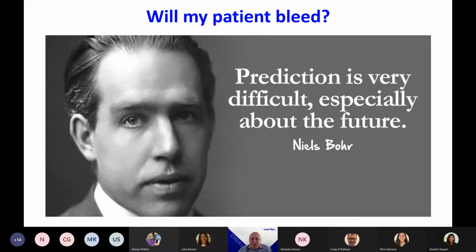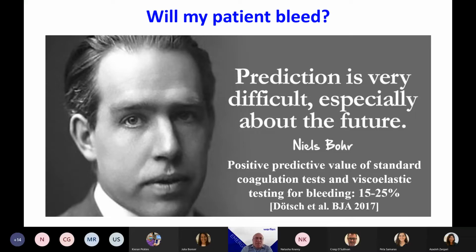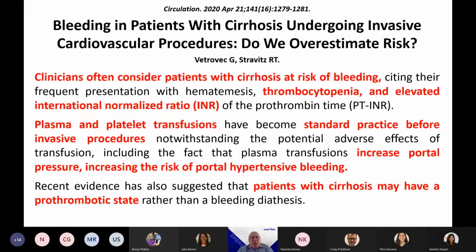So when I was asked 10 years ago, what is the best predictor for bleeding? I usually said, okay, I'm looking at the operation theater schedule and asking, what's the procedure and who's the surgeon? And then I can predict bleeding much better than with any lab result. This, of course, has also been assessed in several studies. Here, one from 2020 in Circulation, so a very good journal. And the question was, do we overestimate the bleeding risk, in particular looking at PT-INR?